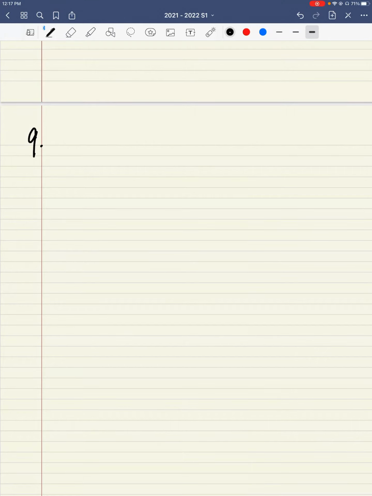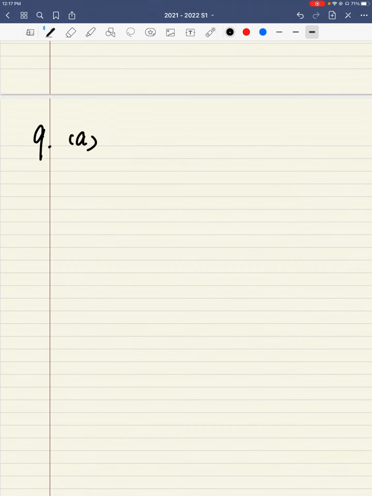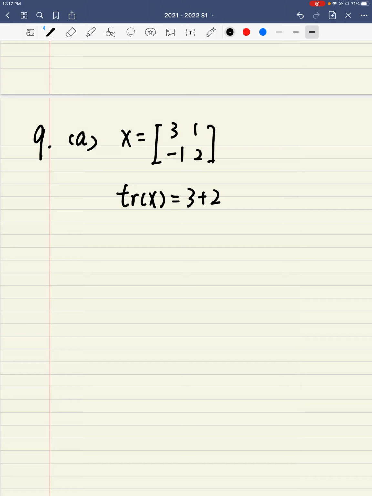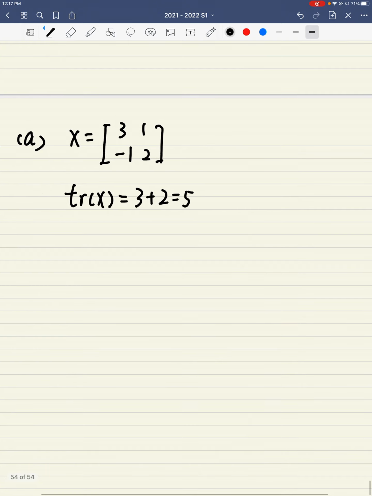Problem 9. The trace of a square matrix is defined to be the sum of its diagonal entries. So for example, what is the trace of X? X is a 2 by 2 matrix. Then the trace is just the sum of its diagonal entries, which is 3 plus 2. It is 5. That's the trace.